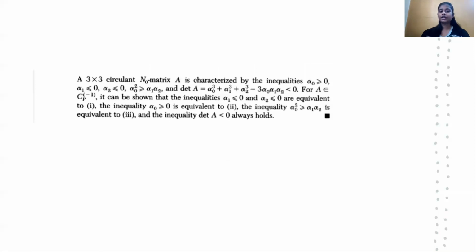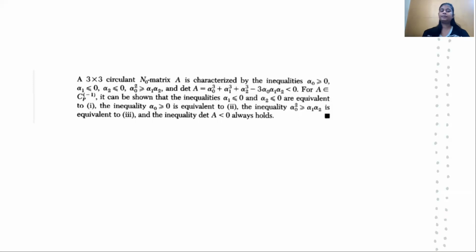A 3 by 3 circulant N-naught matrix A is characterized by the inequalities: alpha naught greater than or equal to 0, alpha 1 is less than or equal to 0, alpha 2 is also less than or equal to 0, alpha naught square is greater than or equal to alpha 1 alpha 2, and determinant of A is equal to alpha naught whole cube plus alpha 1 cube plus alpha 2 cube minus 3 alpha naught alpha 1 alpha 2, which is less than 0.